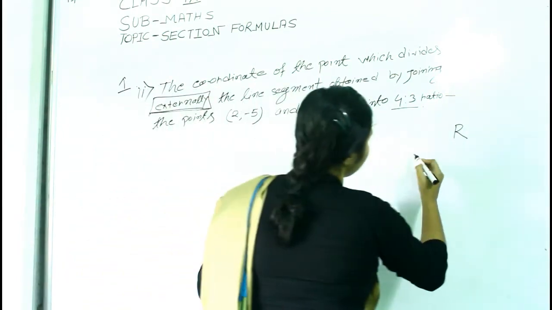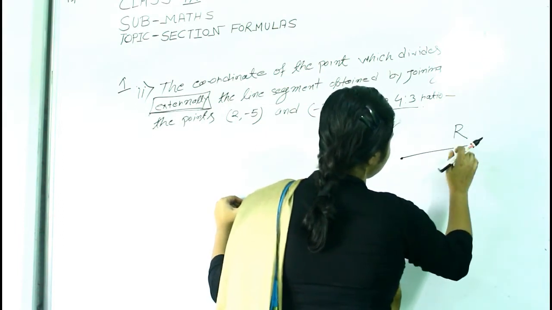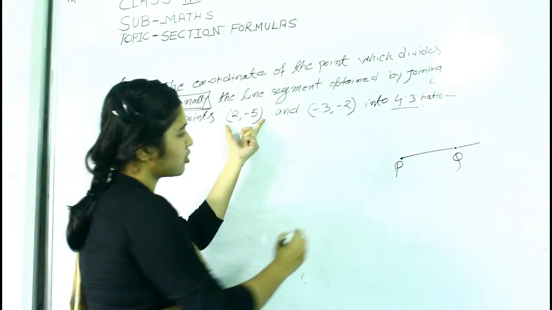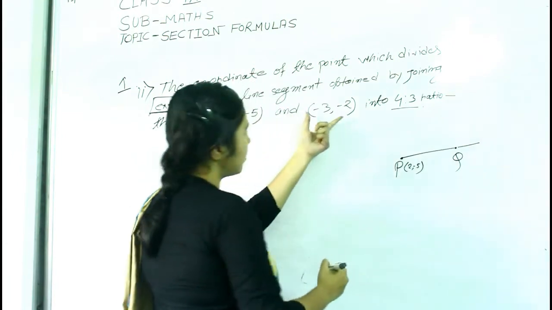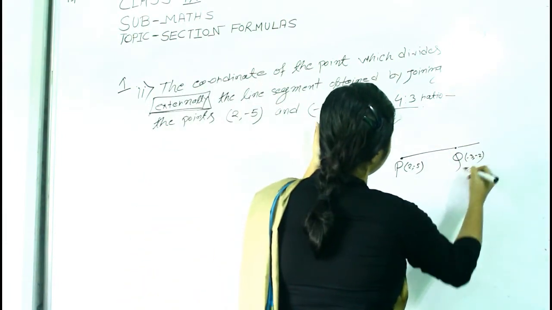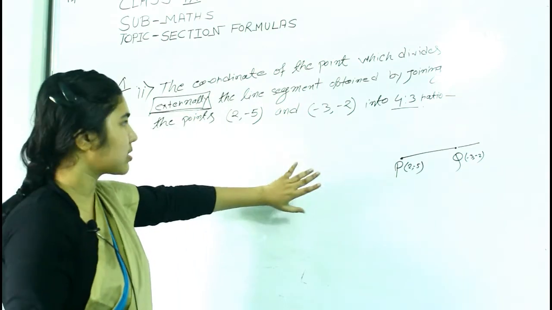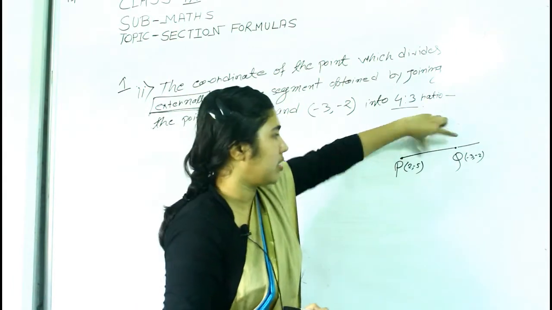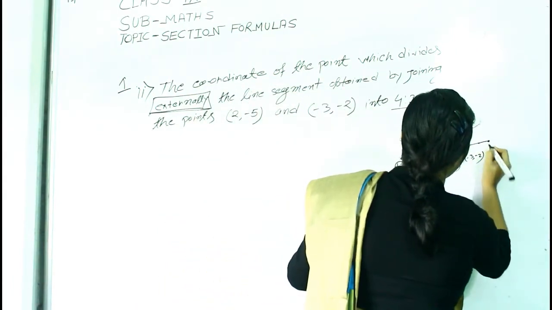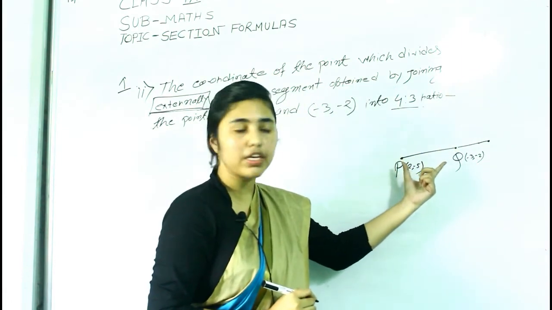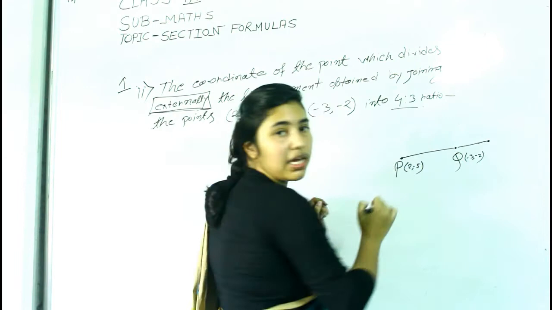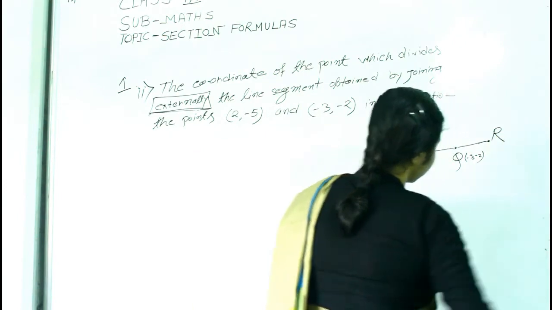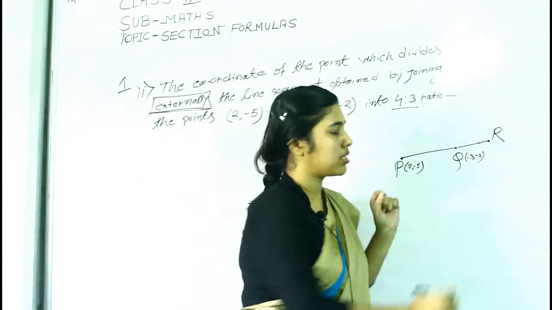of R, and suppose these two points are P and Q. First point (2, -5) and second point (-3, -2). Okay. Now in this case, the point R divides this line segment PQ externally. What does it mean? It means the point is on the line of PQ but not in between P and Q. Not in between P and Q. So suppose this is the point R.